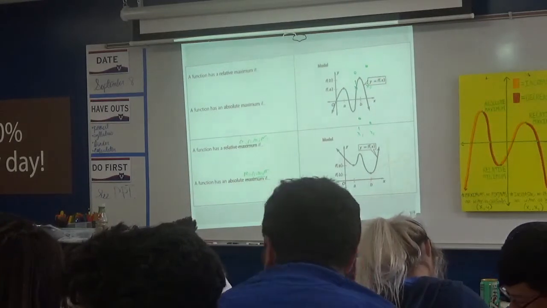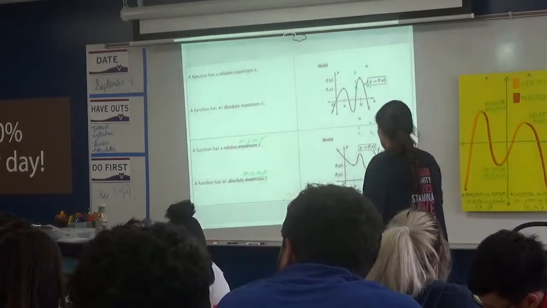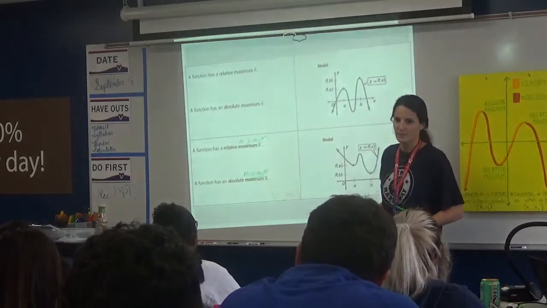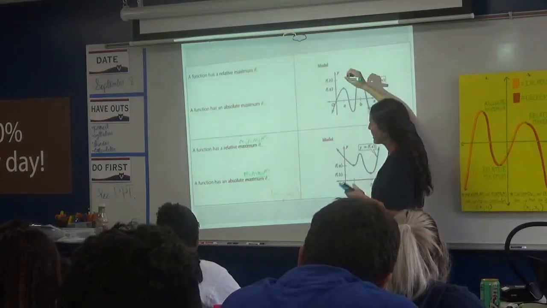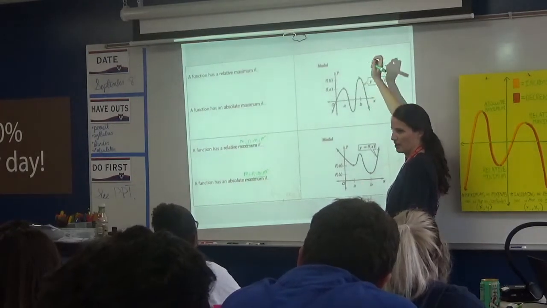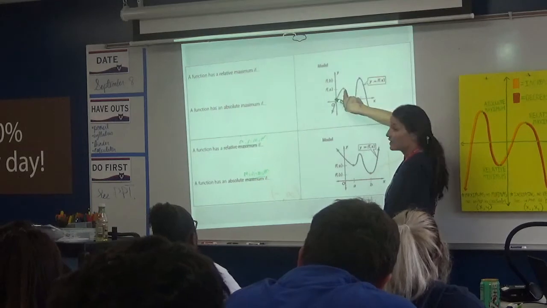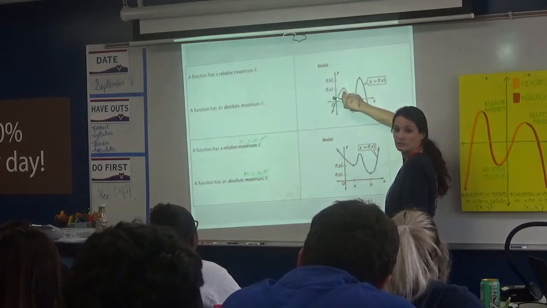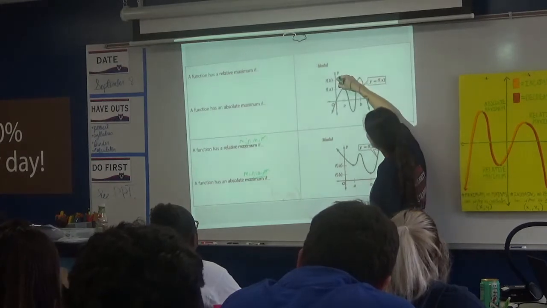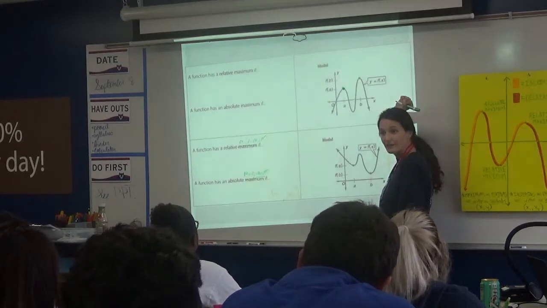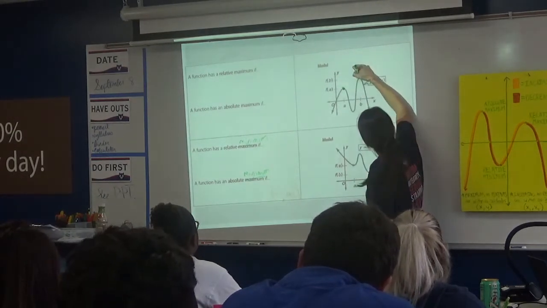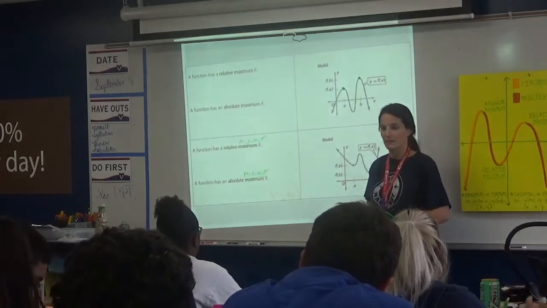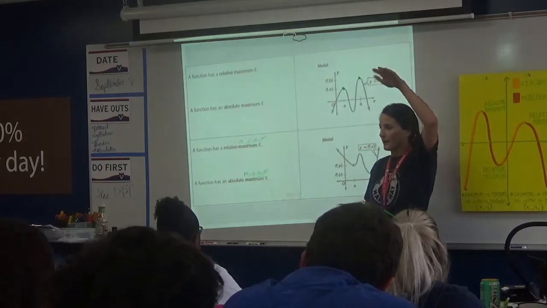Okay, let's talk about when something is a relative minimum versus when something is an absolute minimum, and when something is a relative max versus an absolute max. So eyes up here. This dot, you gotta look because you gotta know what dot I'm pointing at. This dot is a relative maximum. This one is an absolute maximum.